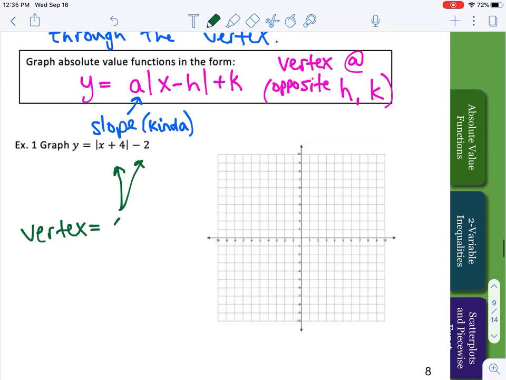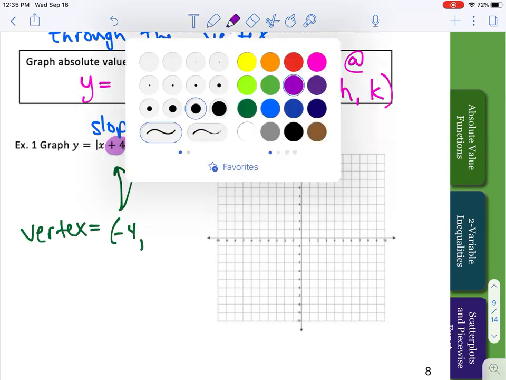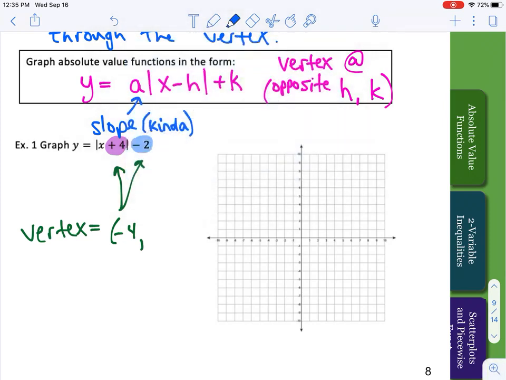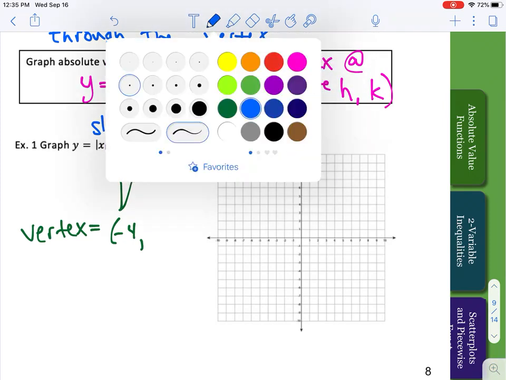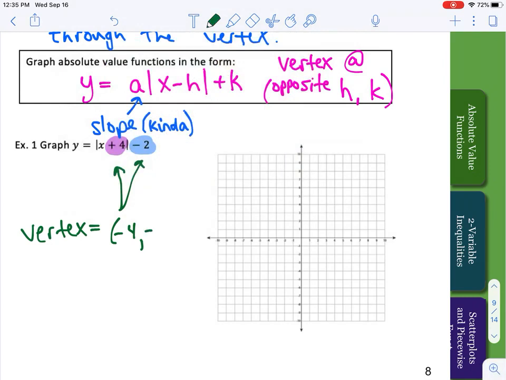Our vertex is the opposite of H, which is the number within our absolute value. So if we have positive 4, it becomes negative 4, comma, K. And K is the number that's added or subtracted on the outside. So minus 2. And K's value sign stays the same. So our vertex is at negative 4, comma, negative 2. Let's plot it. So that is our vertex.